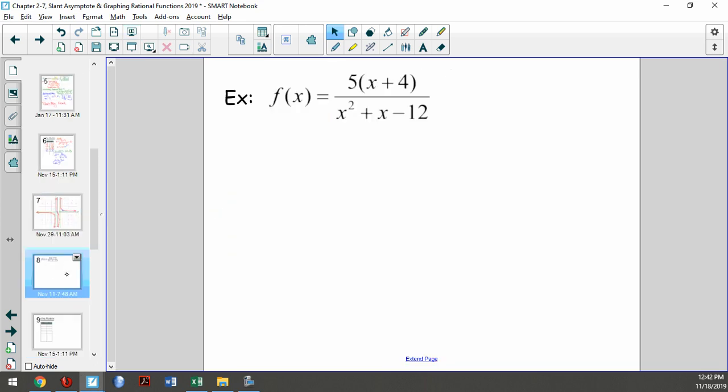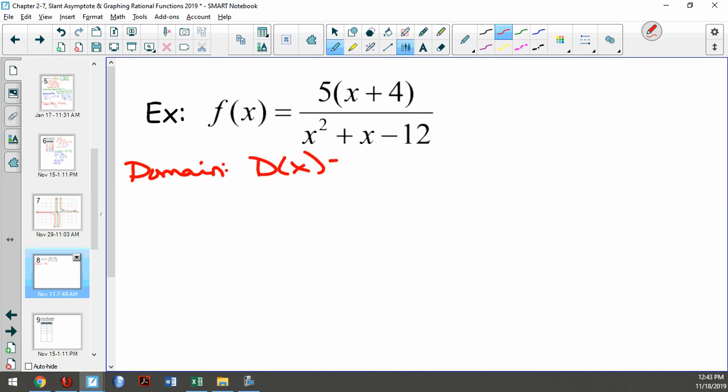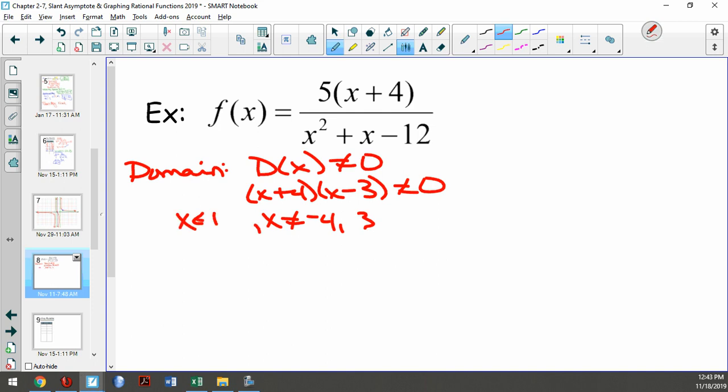Next one, what do I do first? Domain. So domain is found by taking the original d of x and setting it not equal to 0. So that's going to be x plus 4 times x minus 3, and that is not equal to 0. I went ahead and I factored immediately in my head, yes? So x cannot be negative 4 and positive 3. X is an element of the reals, and it cannot be those values. Do we all understand that, yes or no?